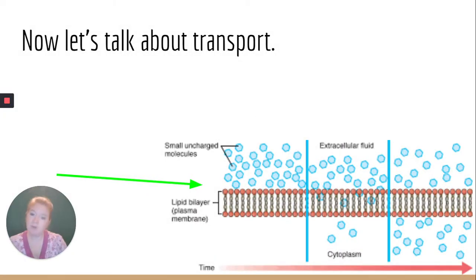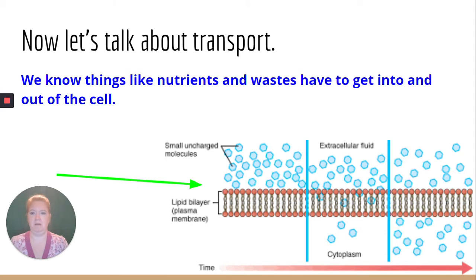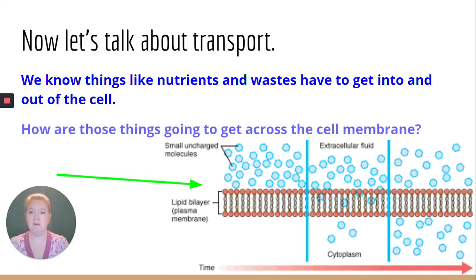So now that we know a little bit more about the membrane, we're going to talk about transport. So how do cells really get their stuff inside and outside? So we know things like nutrients and waste have to get into and out of the cell. We remember that. That's part of the reason cells just can't keep growing forever. But how are those things going to get across the cell membrane, the things we need?